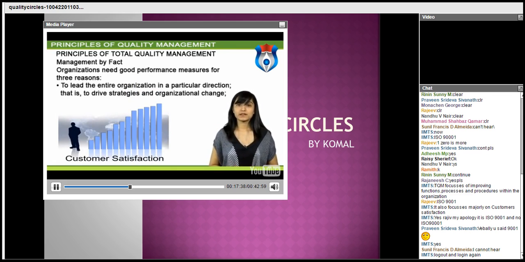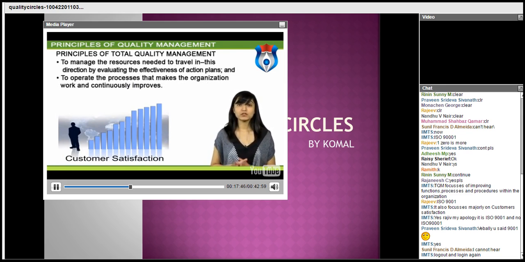To lead the entire organization in a particular direction, that is, to derive strategies and organizational change. To manage the resources needed to travel in this direction by evaluating the effectiveness of action plans, and to operate the processes that make the organization work and continuously improve. Data and information support analysis at all organization levels. The types of information and how it is disseminated and aligned with organizational levels are equally vital to success.